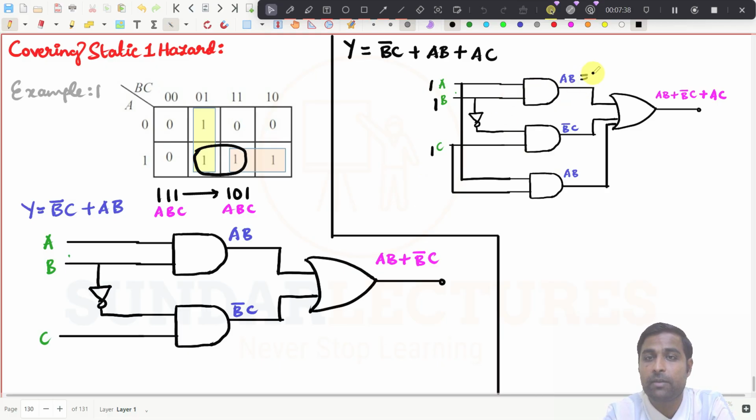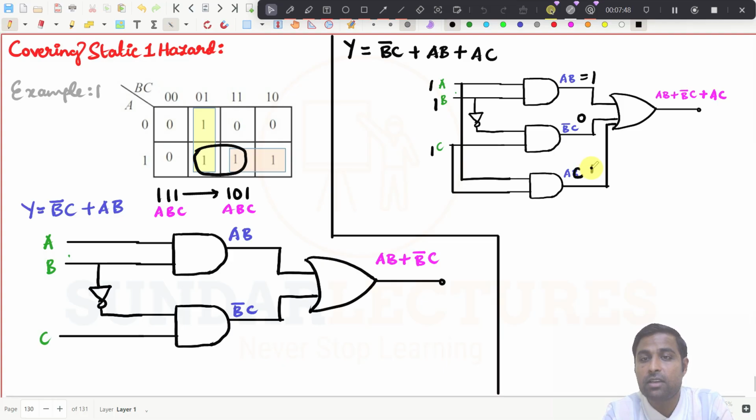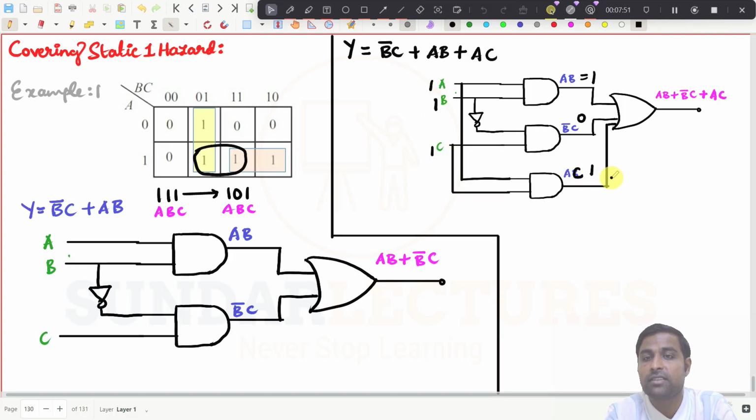This AB will be 1 and this B bar C will be 0, but this is AC actually, right? So this is AC. So this is also 1. So this A is 1, then C is 1. So what happens now? This output will be 1.